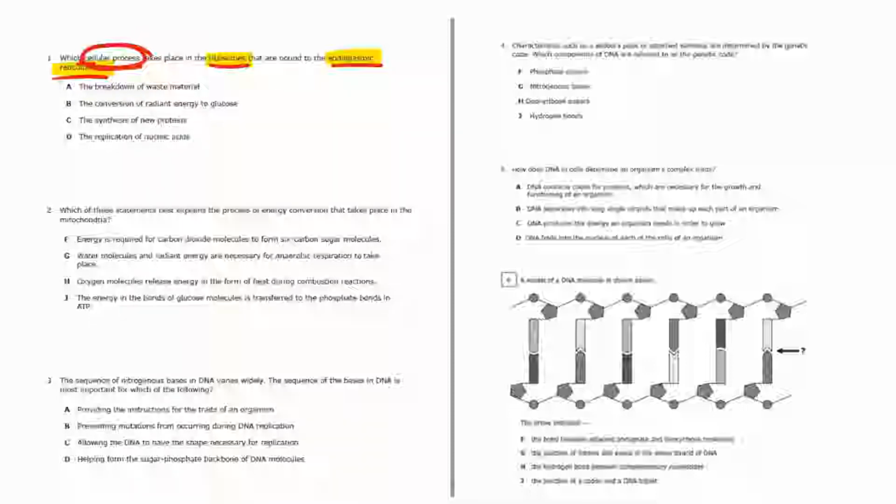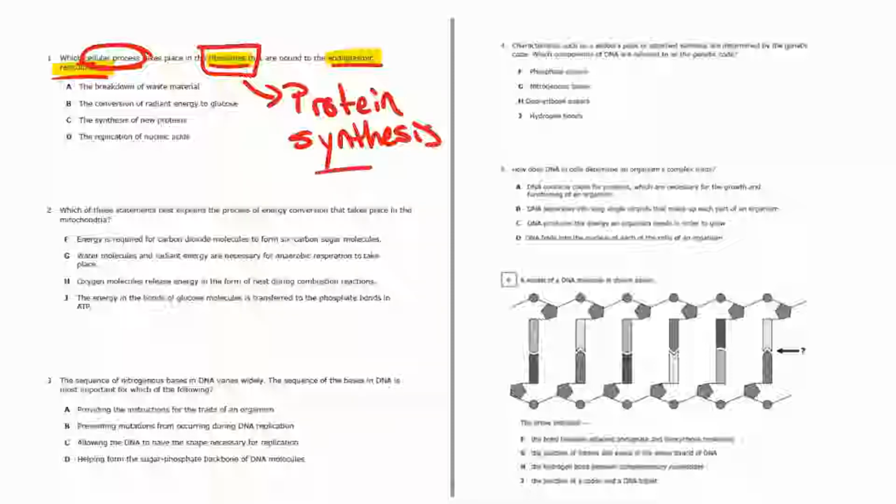So, first off, what happens in the ribosomes? What do you remember? Well, you should remember protein synthesis takes place there, meaning you are making proteins. So now let's look at our answer choices. Think about which one matches protein synthesis.